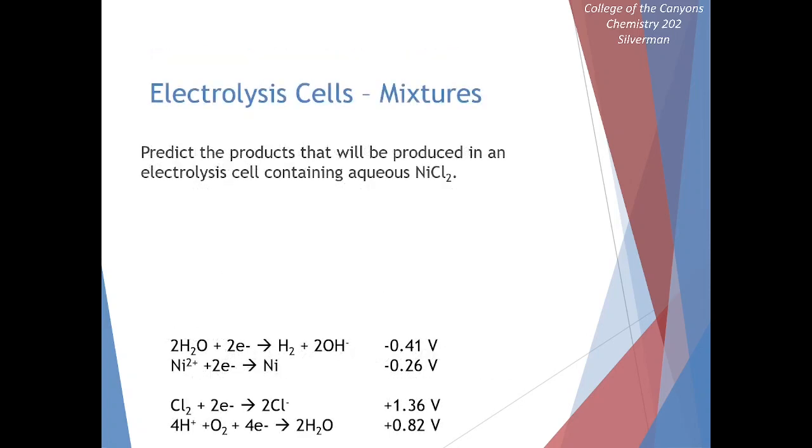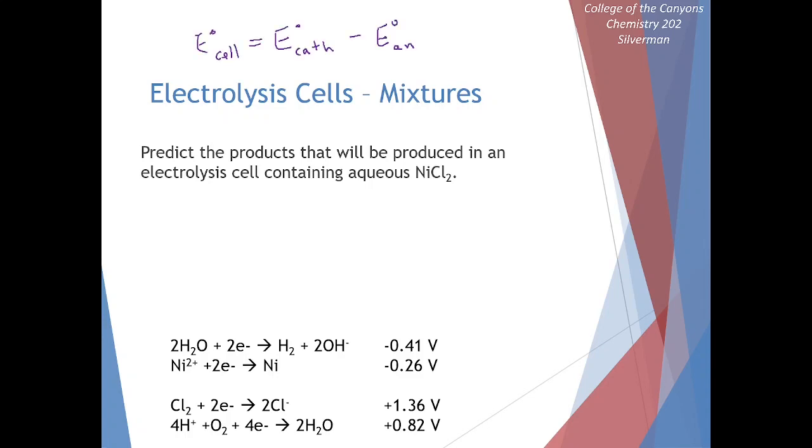One last example here, if we have an aqueous mixture of nickel 2 chloride, can we predict our products of this electrolysis cell? Nickel can be reduced, but actually water can also be reduced. We need to be careful. Chloride can be oxidized, but as we just saw, oxygen can also be oxidized. And so again, we need to be careful.